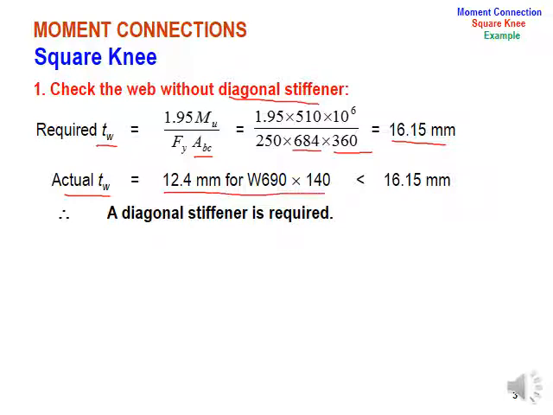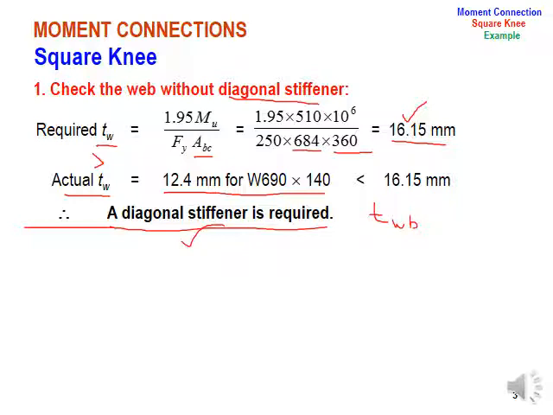If you see the thickness of the web of the beam, because the beam is continued through the joint, this twb is equal to 12.4, and our required thickness for the web to get the efficiency of the joint is 16.15. So what does it mean? Our required tw is more than the actual tw of the beam. So we have to provide extra reinforcement, strengthening of this particular knee joint, and that is provided by using a diagonal stiffener. So here the diagonal stiffener is required.